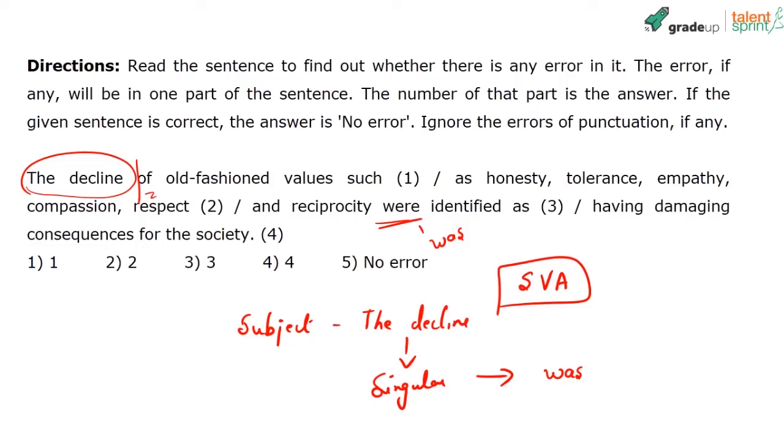The decline is my subject here. Yes, of old-fashioned values, yeah, it's part of the subject, but the primary subject is the decline. The decline of what? Old-fashioned values. And then they've given example. Honesty, tolerance, empathy, compassion. These are all examples of old-fashioned values, and reciprocity was identified. The decline was identified as having damaging consequences for the society. The subject-verb agreement error, a lot of us tend to overlook this because when we read in the context, what catches our mind is the values, which is plural. And I also have explanation of more than one value there, right? So, just so that people don't get confused, let me explain subject verb agreement.